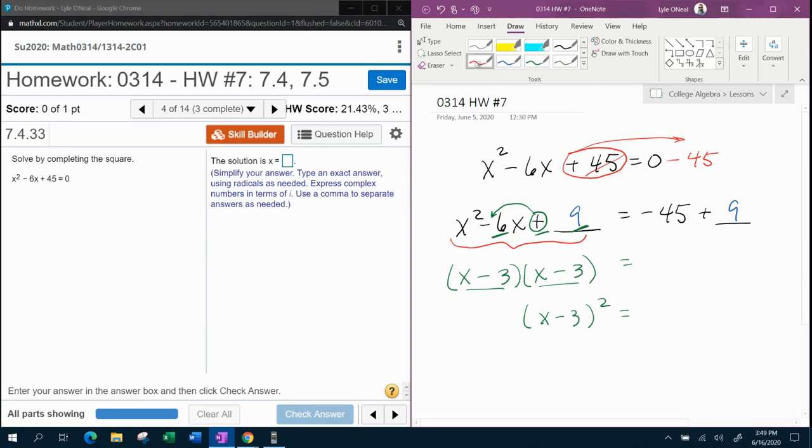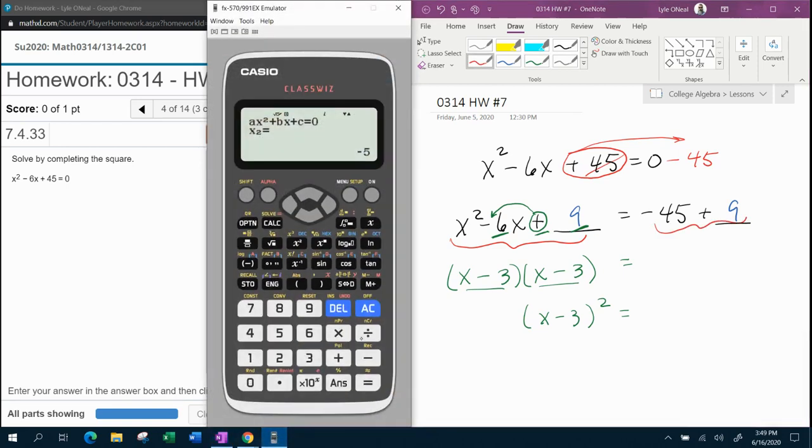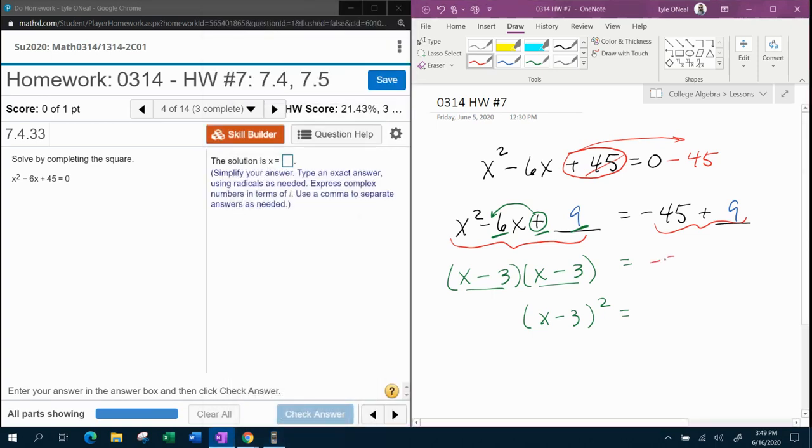And then on the other side, I do need to combine like terms. So negative 45, let's use our calculator here. Negative 45 plus 9 is negative 36. And then that's going to be negative 36.